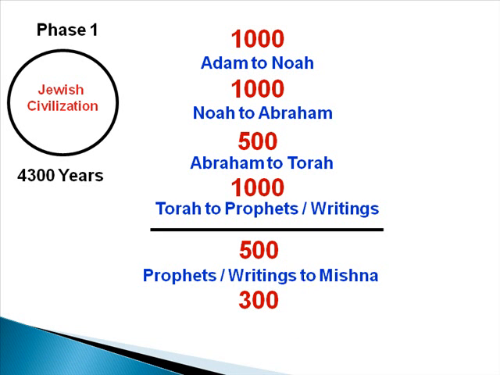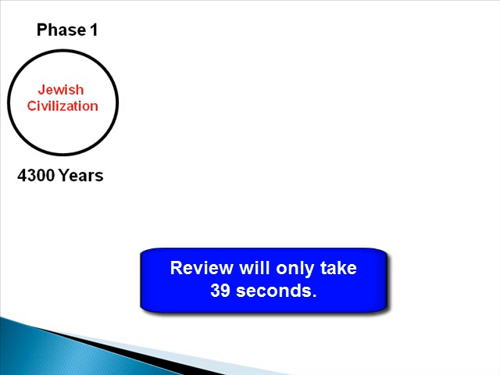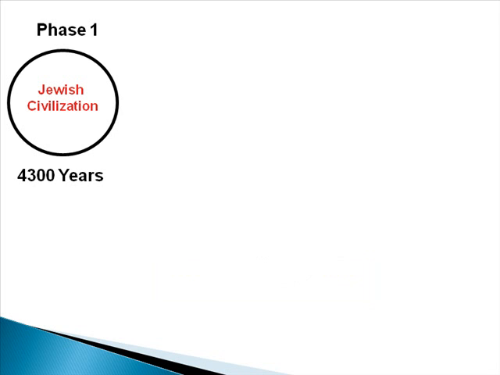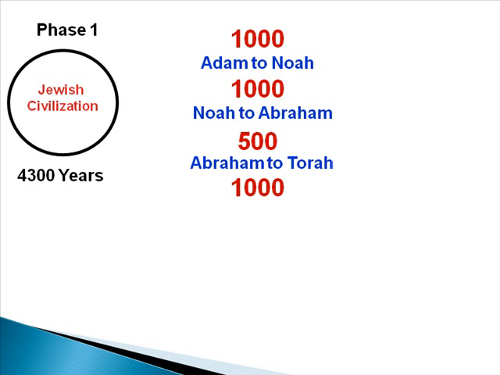So let's review one more time, and the rest of the crash course, at least for the first phase, is going to be using this framework to guide and build our understanding. So here goes. The numbers are 1,000, 1,000, 500, 1,000. And I'd like you to review with me to make sure you have it in your hands. 1,000 years from Adam to Noah. 1,000 years from Noah to Abraham. 500 years from the birth of Abraham, we get the Torah. And 1,000 years after the Torah, we have all the books of the prophets and the writings.